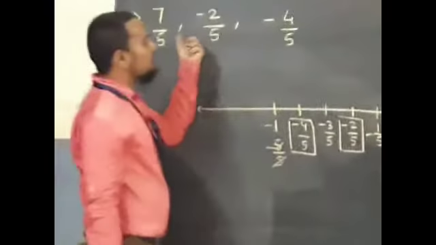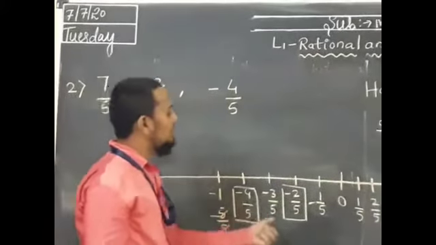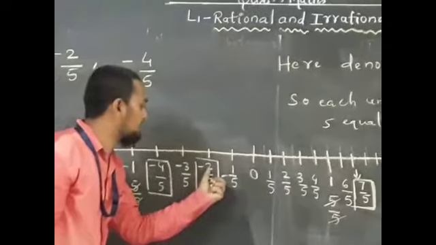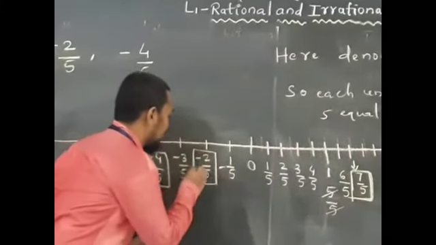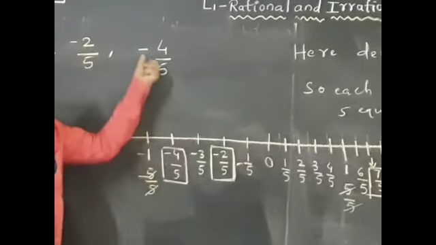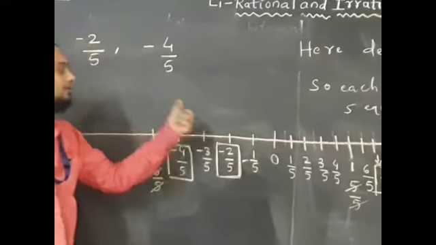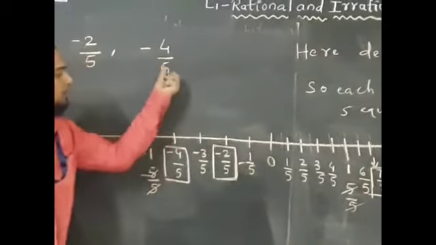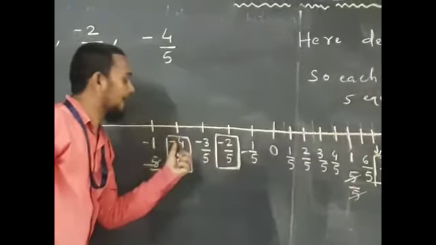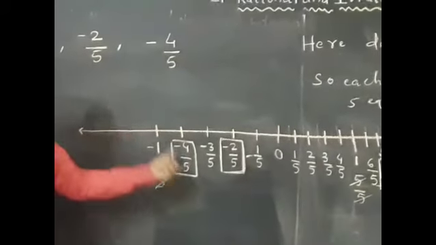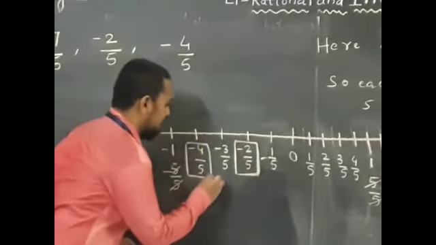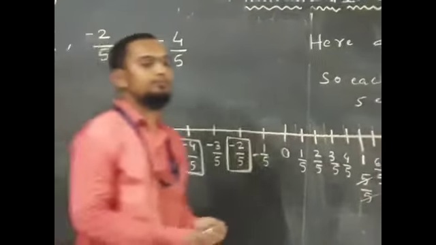The given value is minus 2 upon 5. 0, 1, 2. 2 units, minus 2 upon 5. Here 0 to 4. The given value is minus 4 upon 5. 0 to minus 4 upon 5. 0, 1, 2, 3, 4. Minus 4, minus 4 upon denominator 5. Here the given value is minus 4 upon 5.